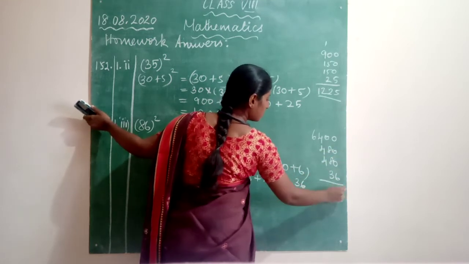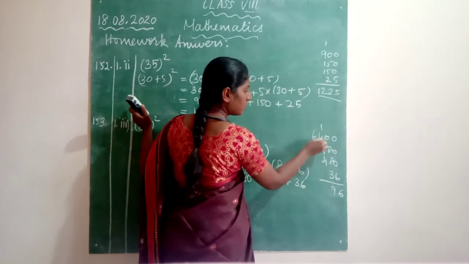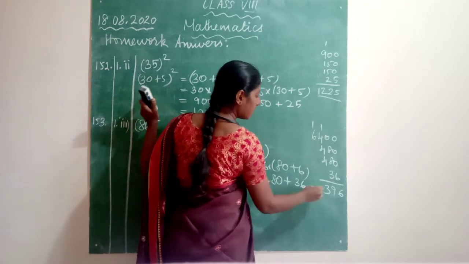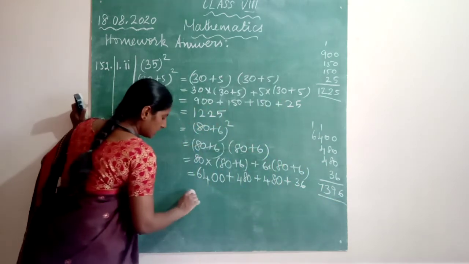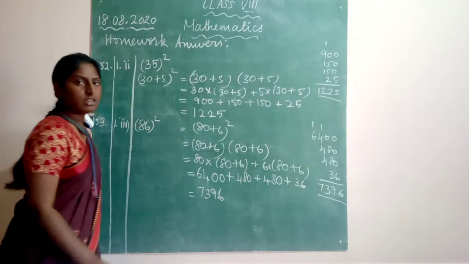Okay, so 6, 8 plus 8, 16, 16 plus 3, 19, 4 plus 1, 5, 5 plus 4, 9, 9 plus 4, 13, and it is 7396. So is it clear?